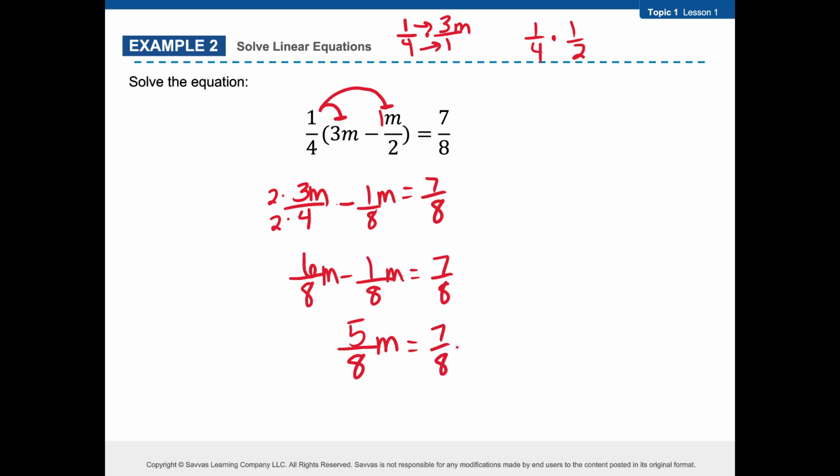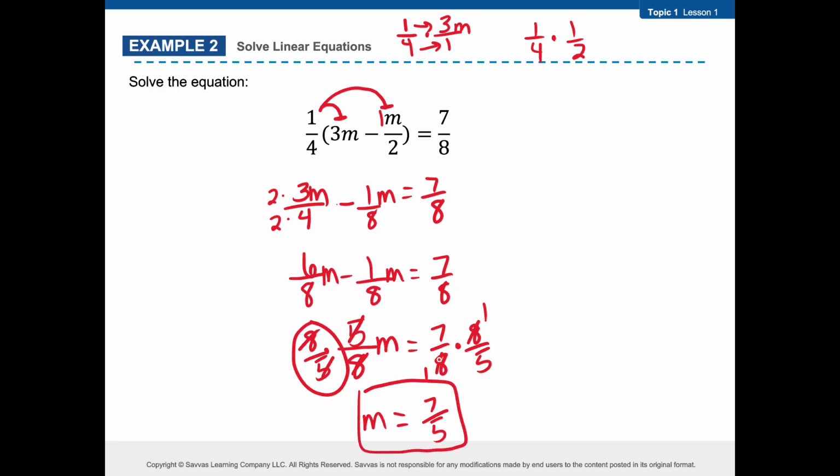And then to cancel out a fraction that's being multiplied to a variable, multiply it by its reciprocal. My 8's cancel, my 5's cancel. That reciprocal gets multiplied to the other side. I can simplify, my 8's go into each other once. Nothing else I can simplify. So 7 times 1, 7. 1 times 5, 5. So my answer is 7 over 5.